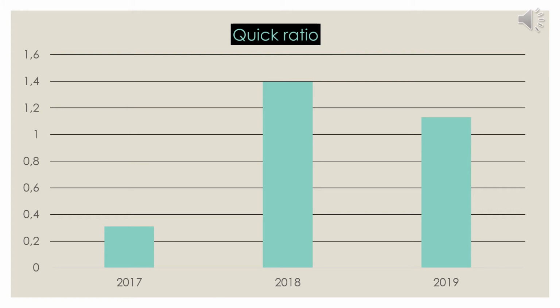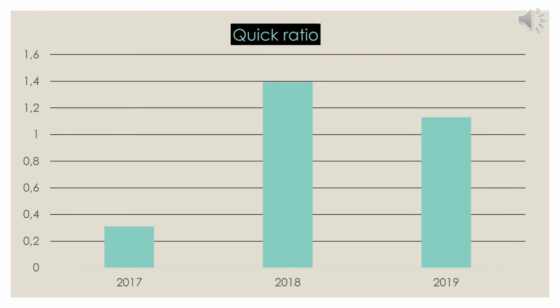Now let's compare the quick ratio. The quick ratio is actually very similar to the current ratio. There is only one difference between the two. Stocks are not included in calculating the quick ratio. This is because stocks can be sold less quickly and stocks can actually go out of fashion.